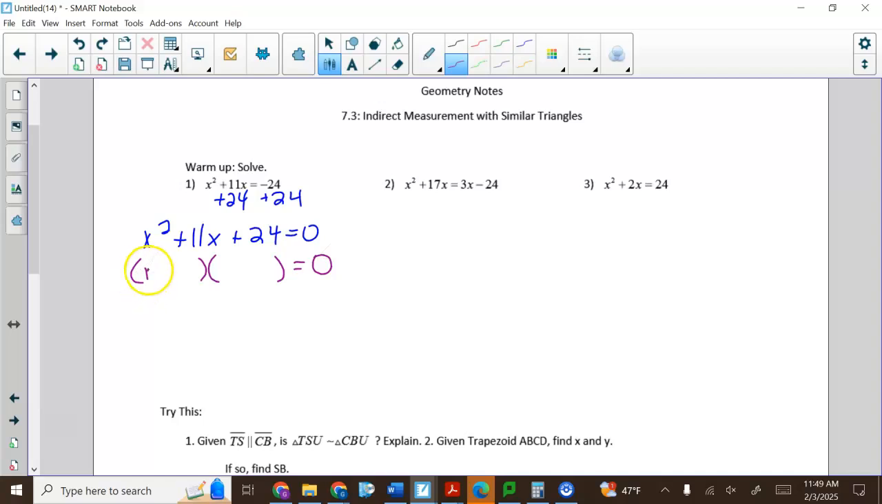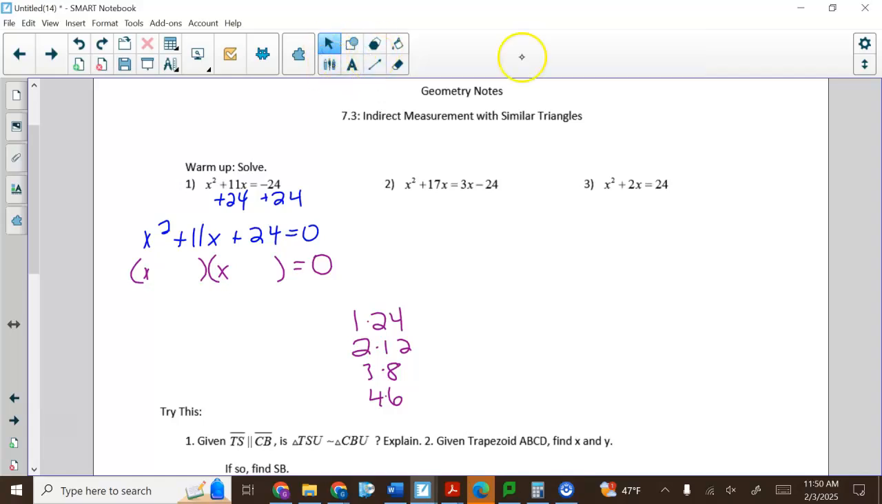So x squared, we can break up x and x. Think of numbers that multiply to be 24 that add or subtract to be 11. So we have 1 and 24, 2 and 12, 3 and 8, 4 and 6. So we're looking at that list thinking, do any of these add to be 11? They all multiply to be 24. Which ones add to be 11? All right, and it was 8 and 3. So we're going to go x plus 3, x plus 8, so that they add to be 11.